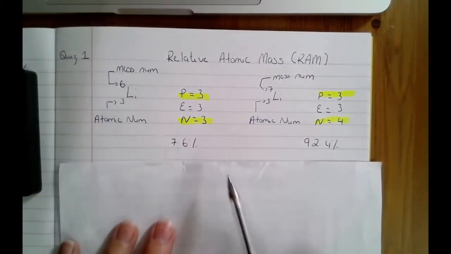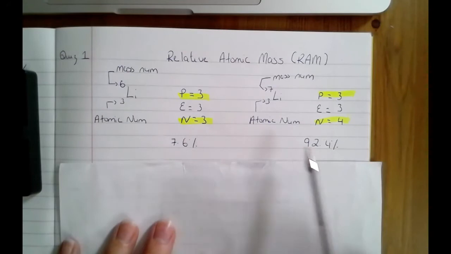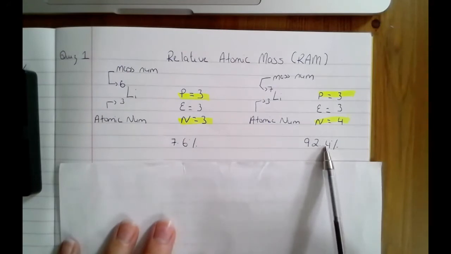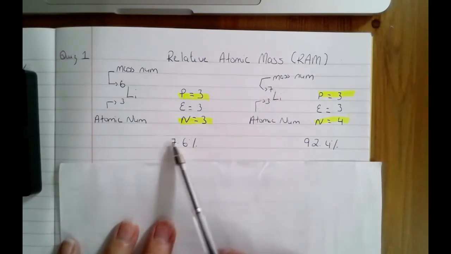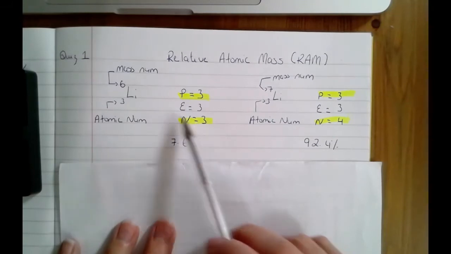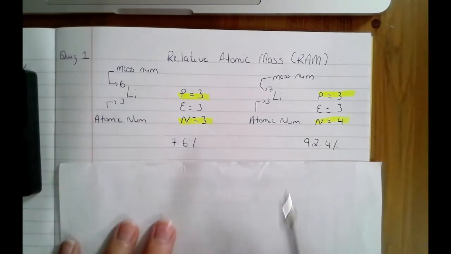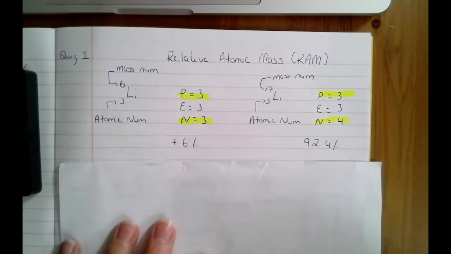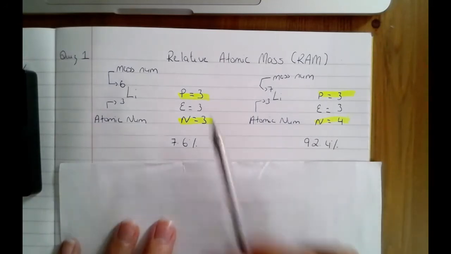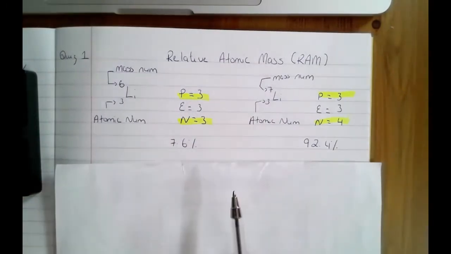So if you had 100 lithium atoms, 92.4% of them would have 4 neutrons and a mass of 7, and only 7.6% of those lithium atoms would have 3 neutrons and a mass of 6. And I take this percentage abundance, or how common the isotopes are, into account when I'm calculating relative atomic mass.